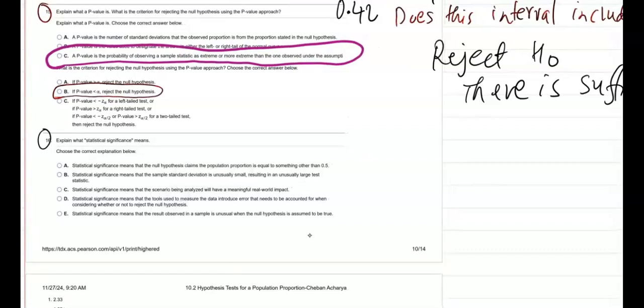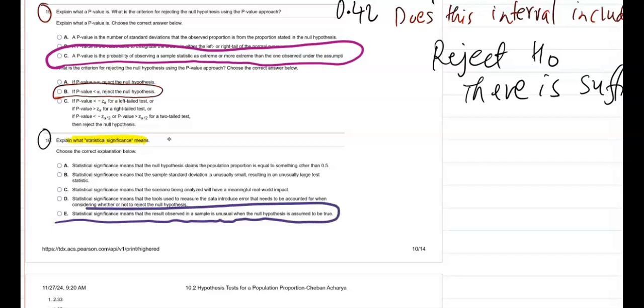Question number 16. Explain what statistical significance means. Again, you read the definition in the textbook or in the PowerPoints. I'm going to give you the answer. Statistical significance means that the results observed in the sample are unusual when the null hypothesis is assumed to be true. Okay, that's the E choice for question number 16.